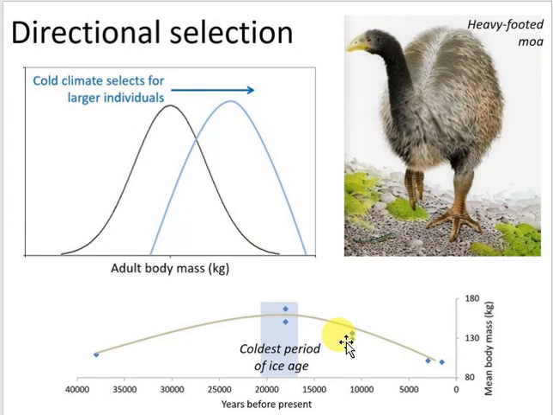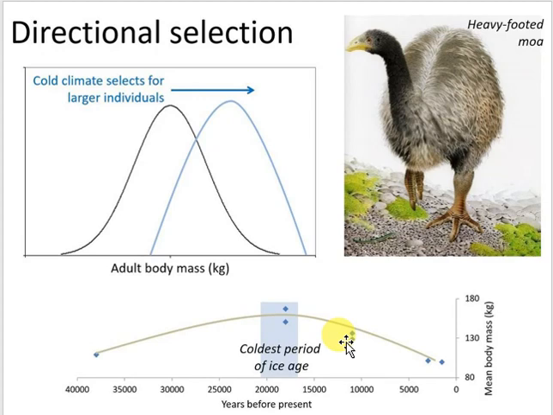Another example is with the heavy-footed moa, which is now an extinct species, but looking at the bones of the species, it's actually a fantastic example of directional selection. So within any species, there's going to be some sort of variation in body size. Typically, body size is somewhat correlated to climate, right? Larger individuals usually are in colder environments, and smaller individuals are found in warmer regions.